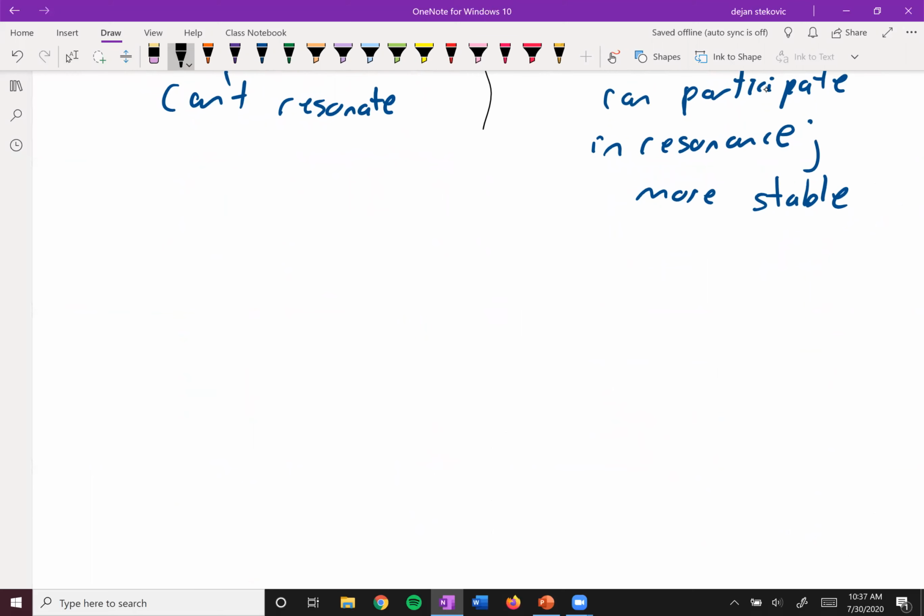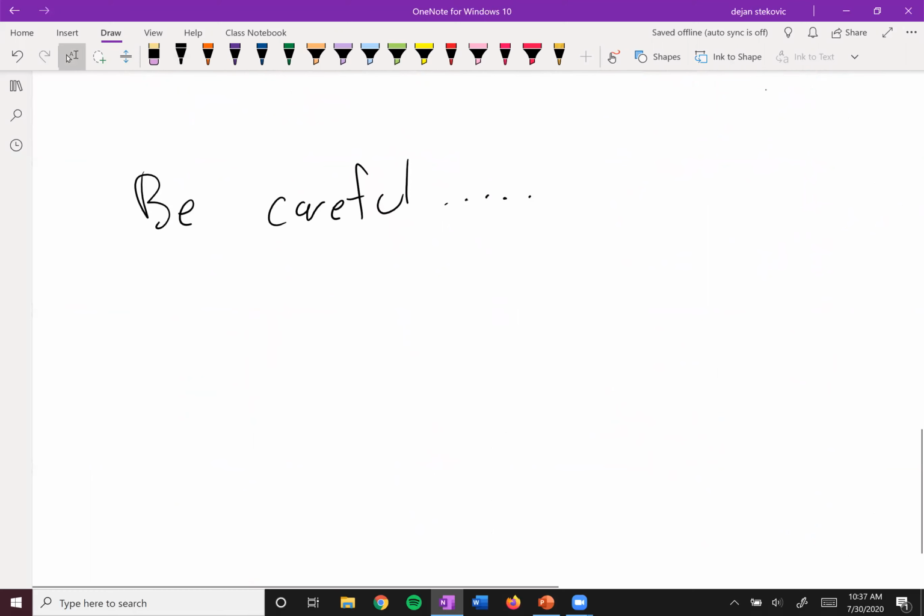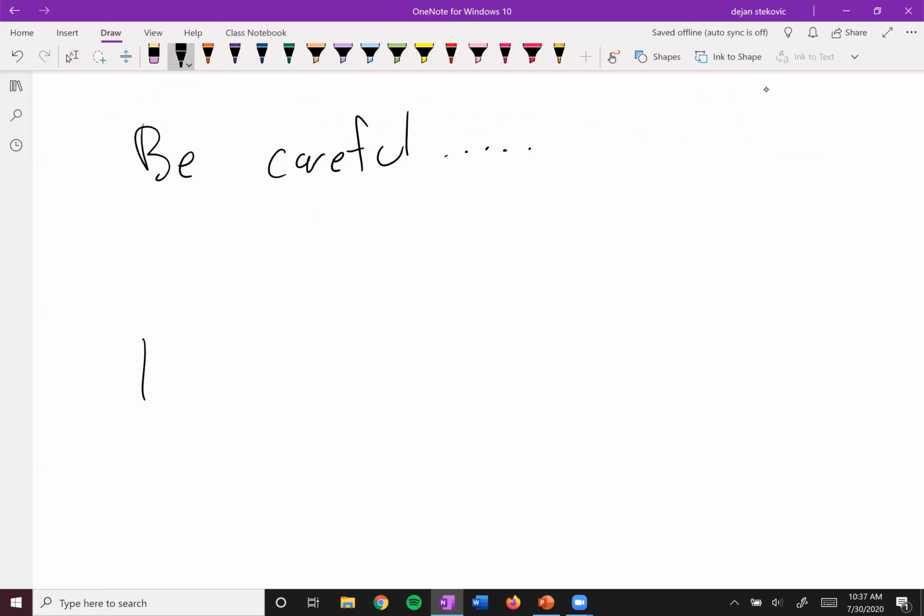However, we have to be really careful with this. And you really have to understand hybridization, what orbitals these compounds have, and what those orbitals are doing and what they have in them, right? So let's draw this compound here. This is known as pyridine.